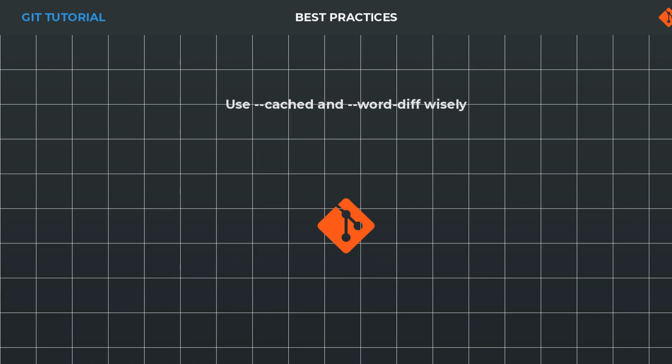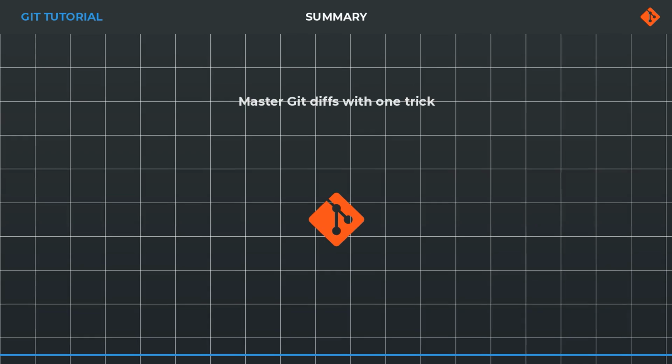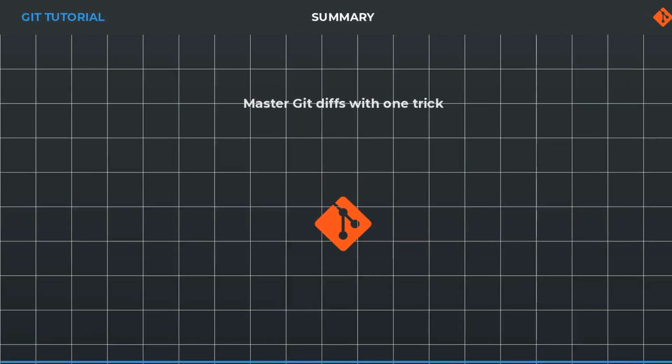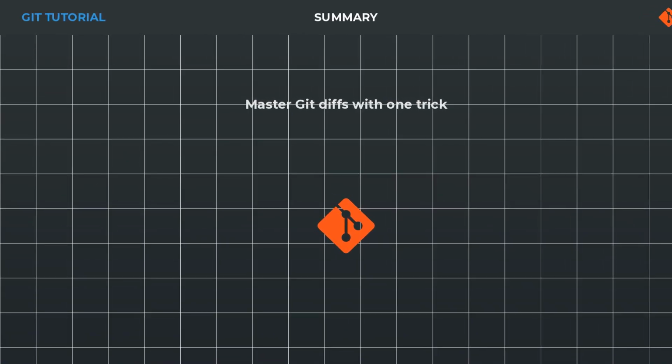Also, be aware that word-diff can be slow for large files. Use it wisely and make sure you're reviewing the right changes. That's it. With this simple trick, you can master Git diffs and review changes before committing.